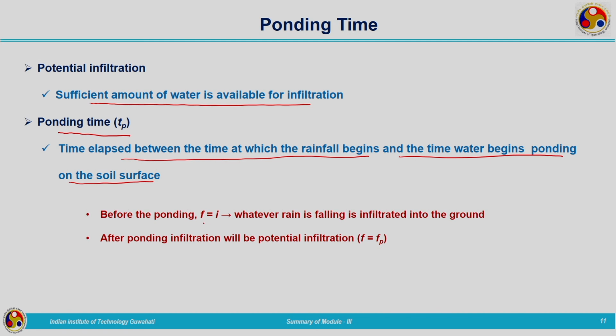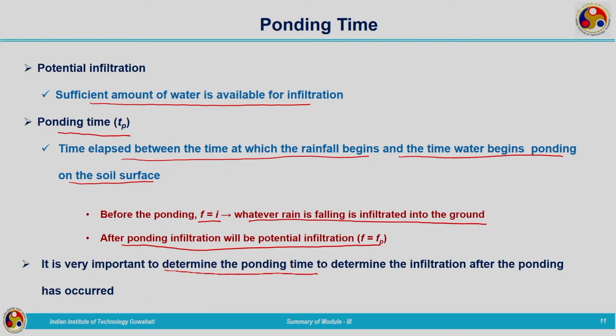If we want to calculate the infiltration which has taken place after ponding, we need to have some understanding of ponding time. Before ponding, we assume F is equal to the intensity of rainfall, that is, whatever rain is falling is infiltrated into the ground. After ponding, infiltration will be the potential infiltration, F is equal to Fp. After ponding has occurred, there is sufficient water available and the infiltration process continues. Before ponding, the entire water is getting infiltrated into the ground.